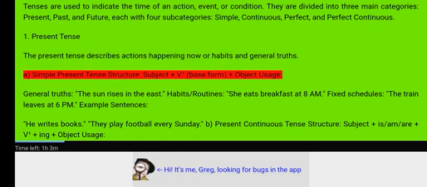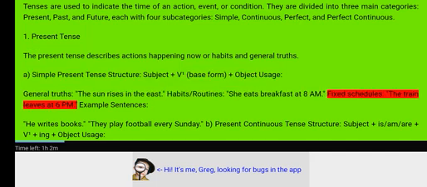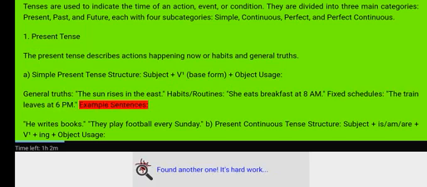A. Simple present tense. Structure: subject plus base form plus object. Usage. General truths: the sun rises in the east. Habits, routines: she eats breakfast at 8 a.m. Fixed schedules: the train leaves at 6 p.m. Example sentences. He writes books. They play football every Sunday.